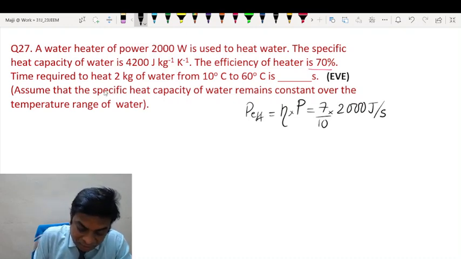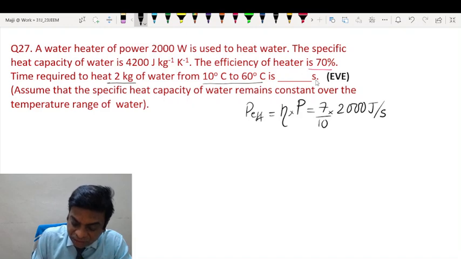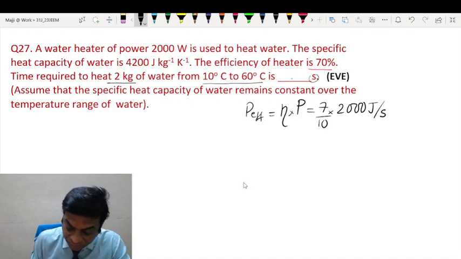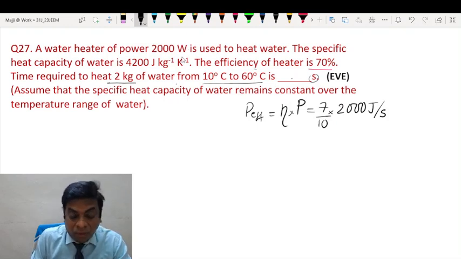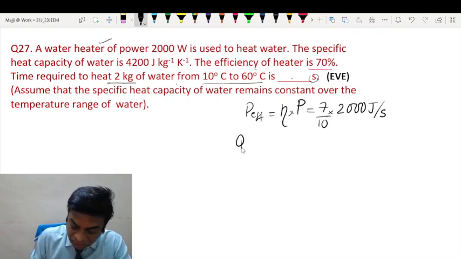Then the time required to heat 2 kg of water from 10 degree Celsius to 60 degree Celsius, in seconds, we have to find. Now we can calculate the heat required to carry out this process, and then also we can know the heat evolved by a certain heater in a certain time as power into time. So accordingly we can equate. So let us calculate the heat required.